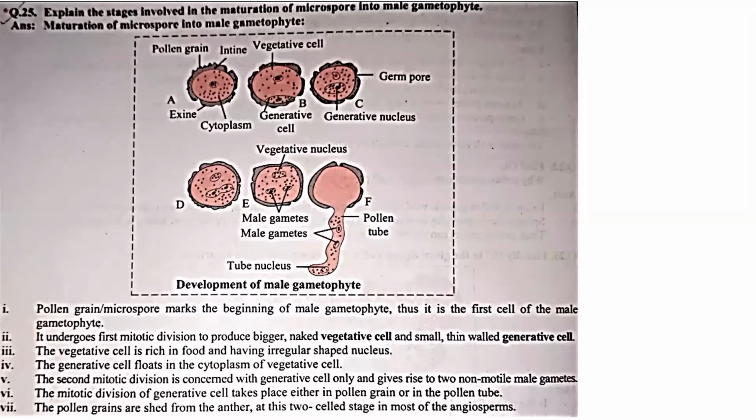Hello everyone. Let's discuss a question of class 12 biology, botany. The question is, explain the stages involved in the maturation of microspore into male gametophyte. Let's break the question into parts.